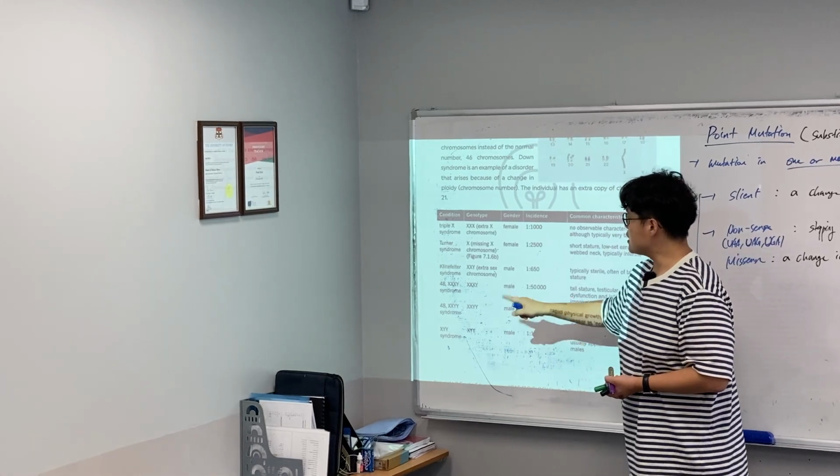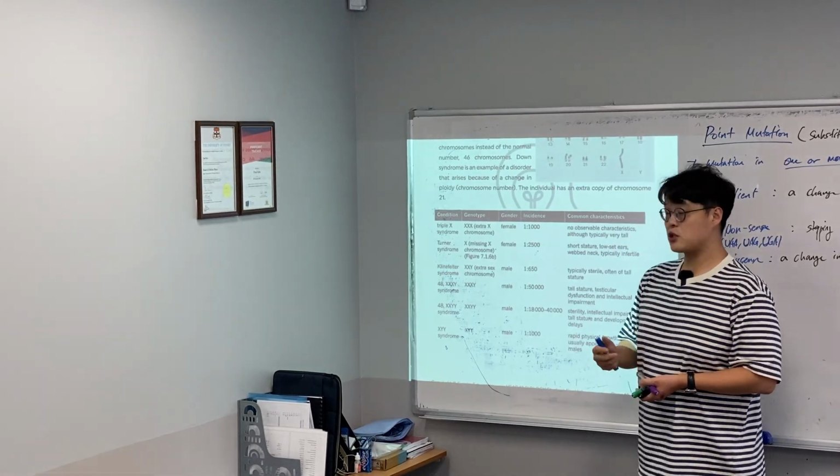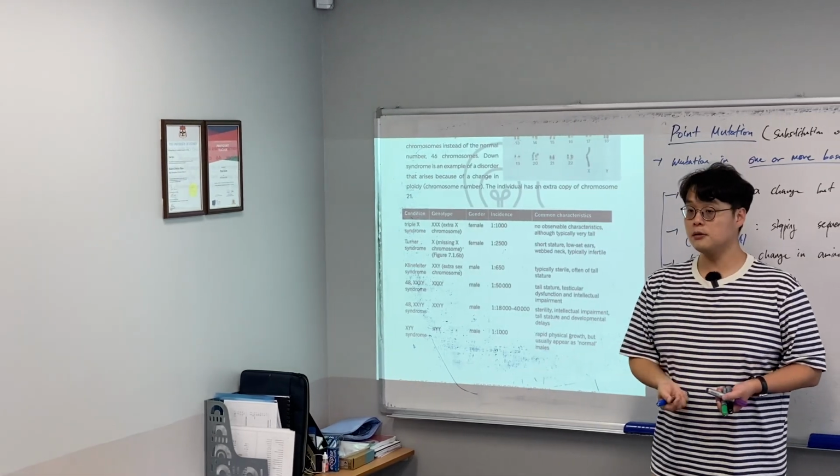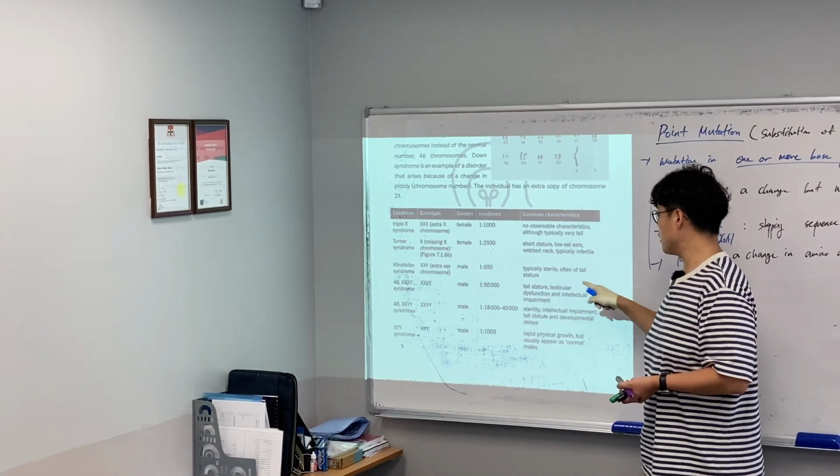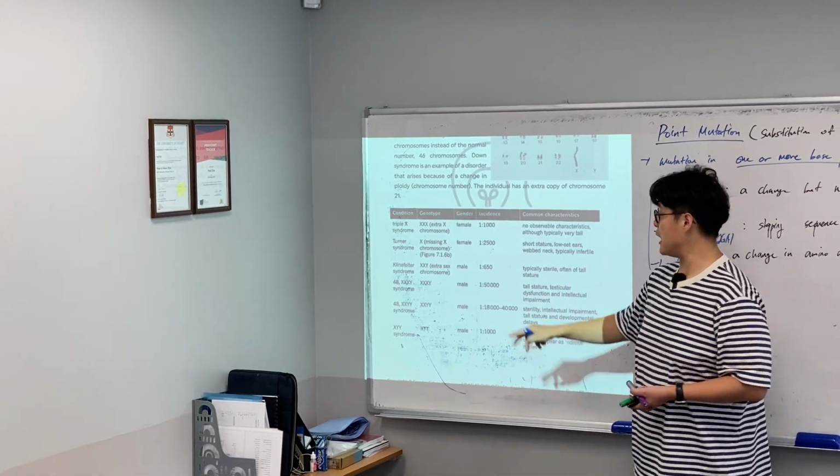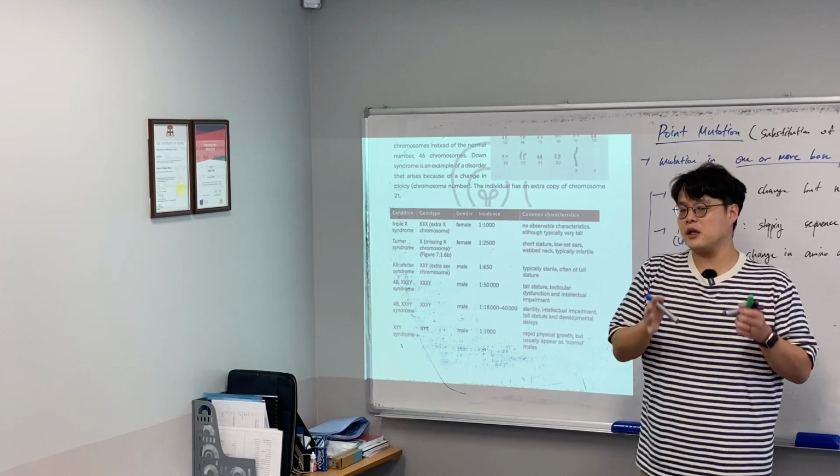Klinefelter syndrome is XXY, an extra sex chromosome. It shows the phenotype of a male, and this means typically sterile, and often tall stature too. So it's just like XXX. It doesn't really show in a clear sense.